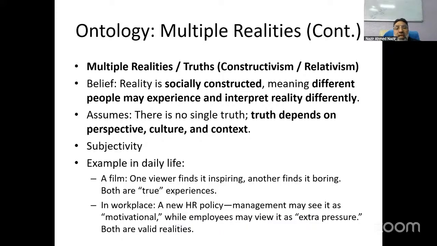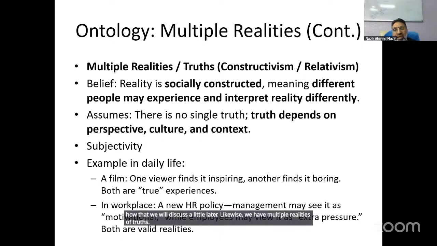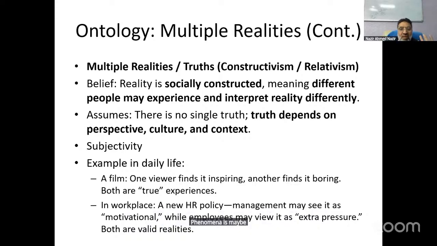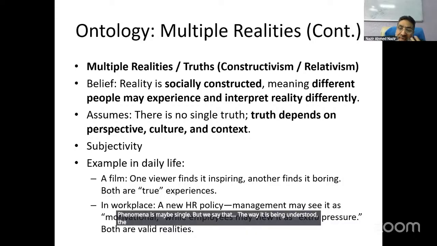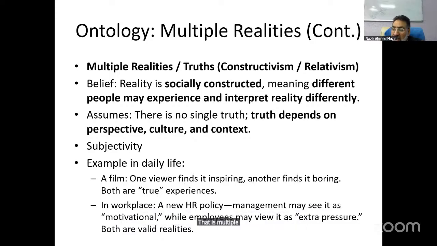Likewise, we have multiple realities or truths. The phenomenon may be single, but the way it is being understood, the way it is being taken, that is multiple. We say there are multiple realities. There is not one single reality.